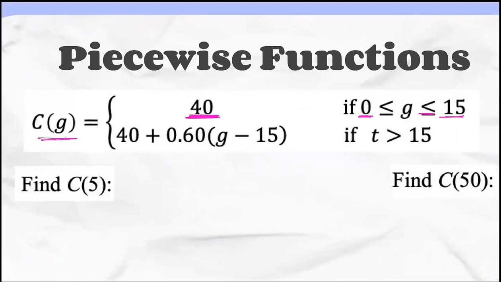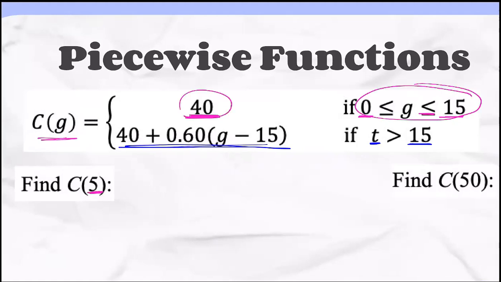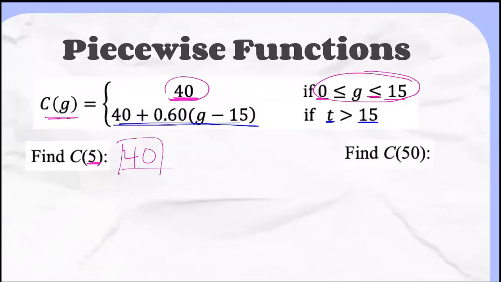However, if the value that you plug in is bigger than 15, then you have to plug it into this equation. So depending on what value I pick, that's how I know which one to use. Let's look at a couple of these. This first one is C of 5. 5 is going to fit in this range. 5 is between 0 and 15. So there's nothing to plug in. If it's telling me it has to be 40, then C of 5 equals 40. My work is done.